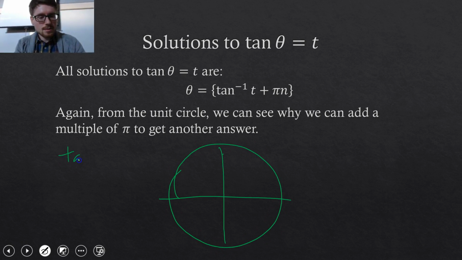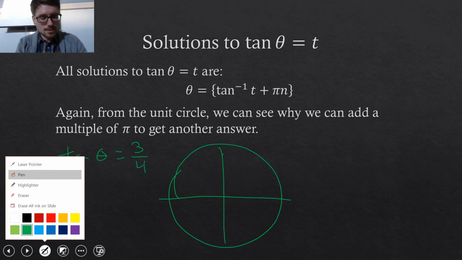So let's pick a random slope. Someone give me a slope. Any slope. 3? 3/4. Interesting. Okay. We're interested in finding an angle where the slope is 3/4. There's actually going to be many answers to this.